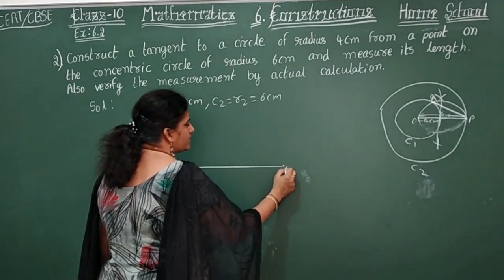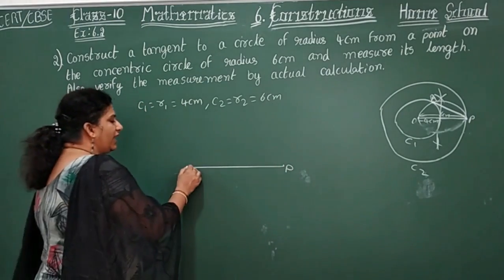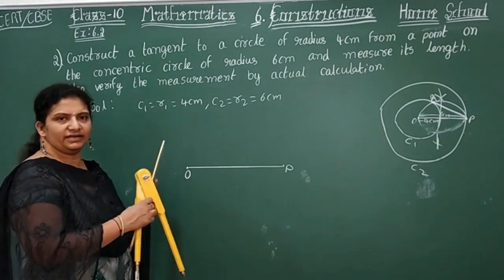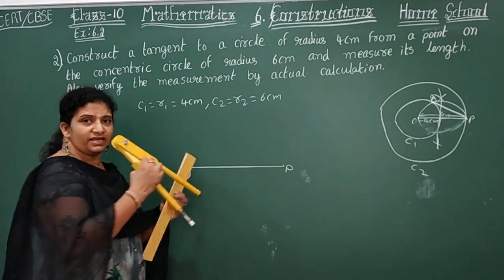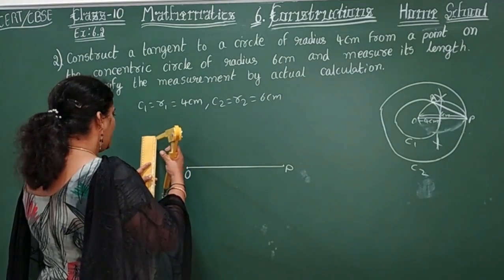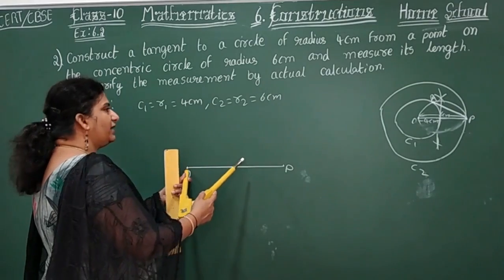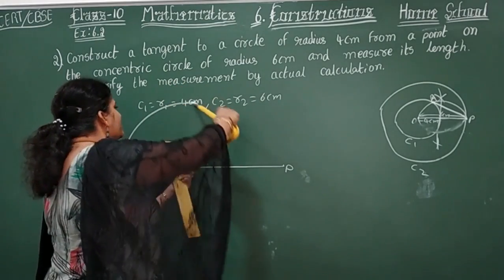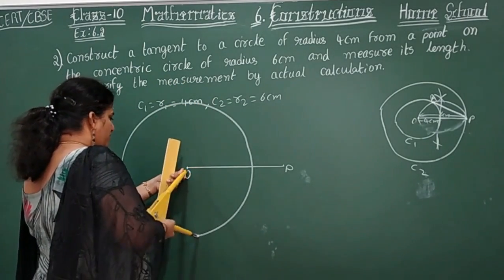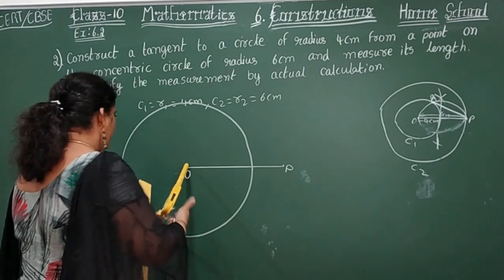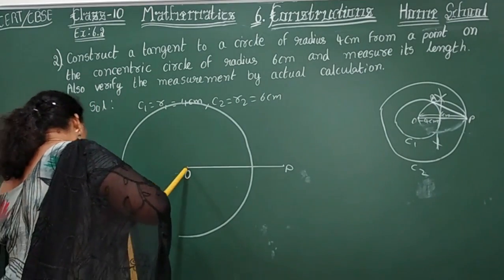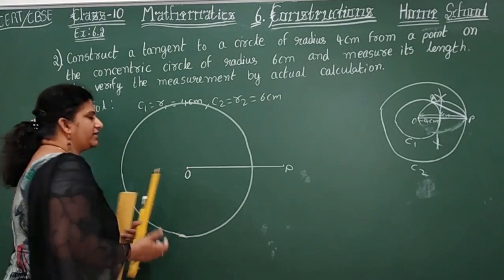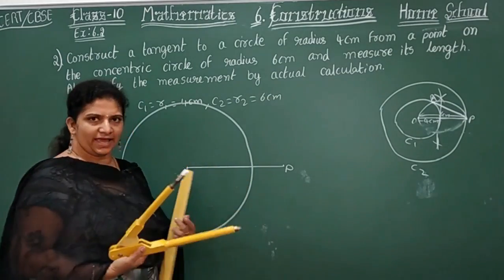So here this is a point P. Now with this point as a center, I need to draw concentric circles. Let me go with the 4 centimeters radius. Let's draw a circle here, children. Now 4 centimeters I have drawn a circle.